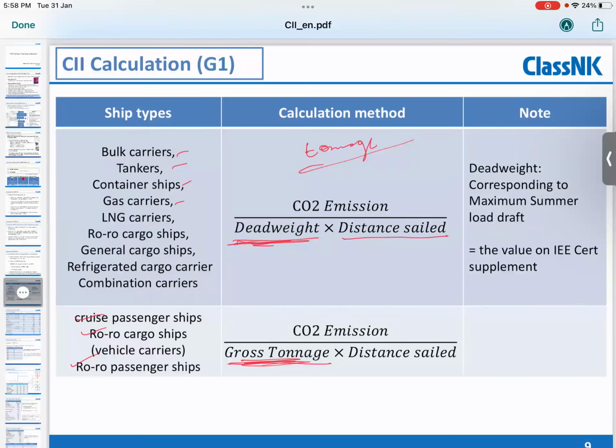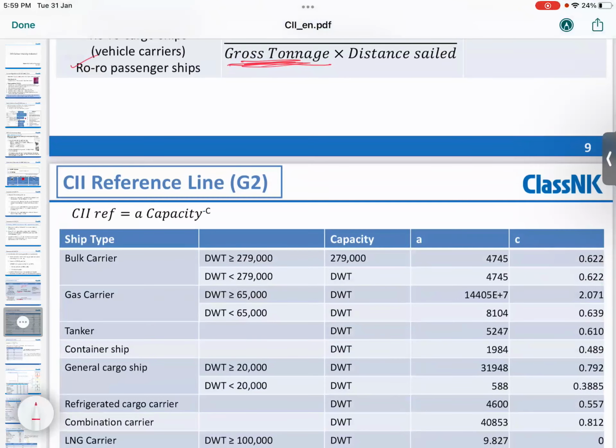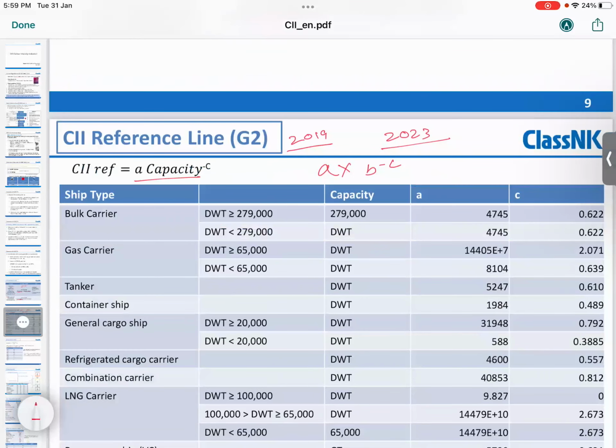Do you understand the concept, guys? Yes sir. Okay, so that is the actual formula, right? So here also the reference line uses the same formula, A into B to power minus C. But how will we draw this reference line? This is coming into force from 2023, and we started collecting data from 2019. So we used the previous IMO DCS data and then made the line, right? The EEDI reference line has no role in this, but the formula is almost the same. The constants are different over here.